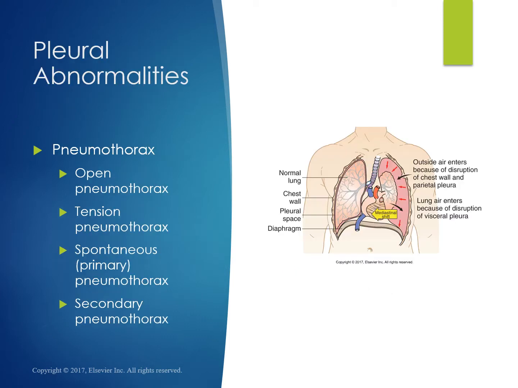Sorry. So pleural abnormalities include pneumothorax. There are different types of pneumothorax. A pneumothorax is the presence of air or gas in the pleural space caused by a rupture of the visceral pleura, which surrounds the lungs, or the parietal pleura and chest wall. As air separates the visceral and parietal pleura, it destroys the negative pressure of the pleural space and disrupts the equilibrium between the elastic recoil forces of the lungs and the chest wall.